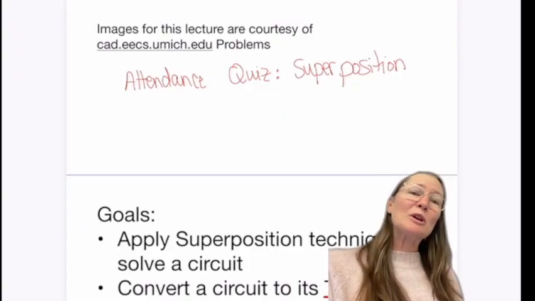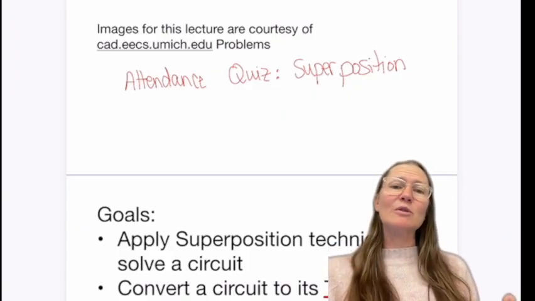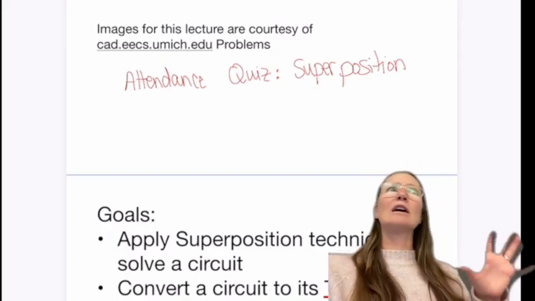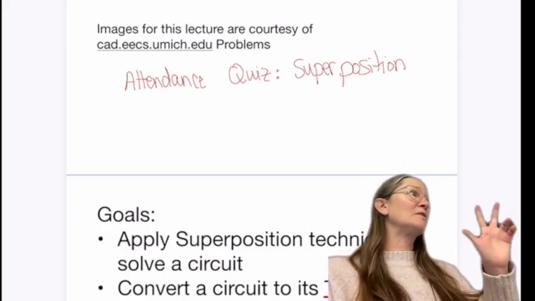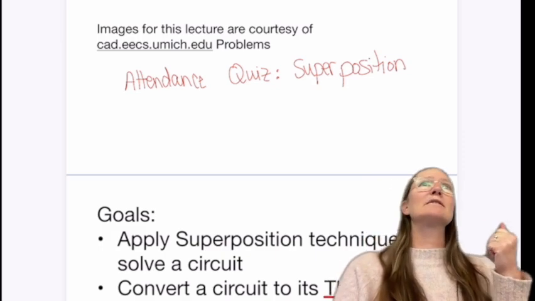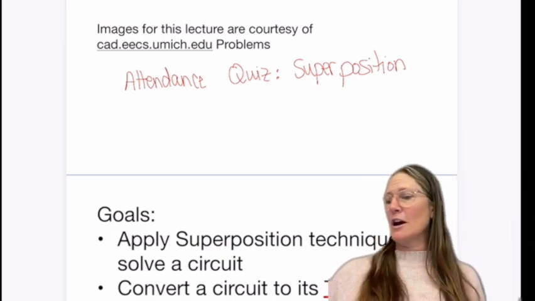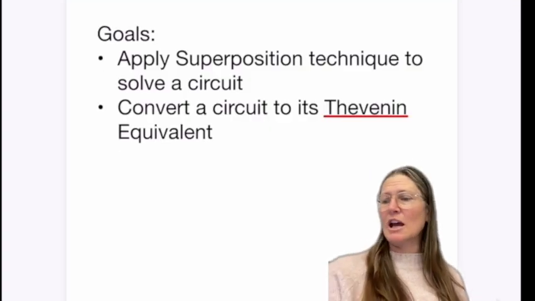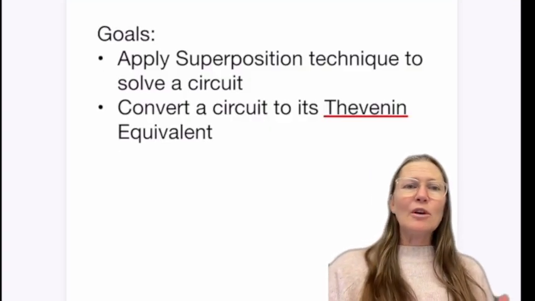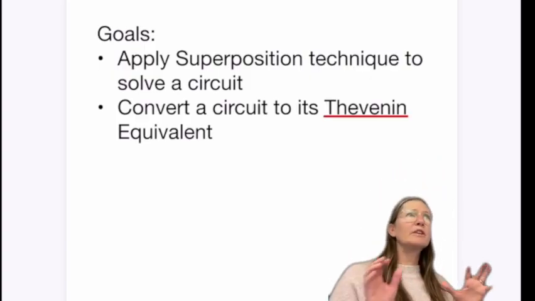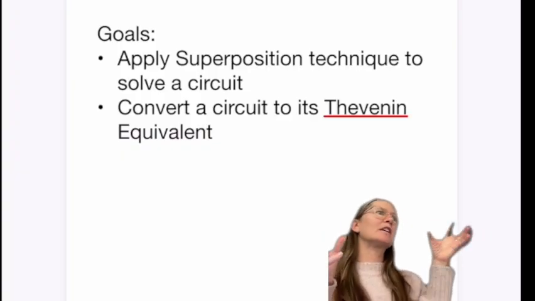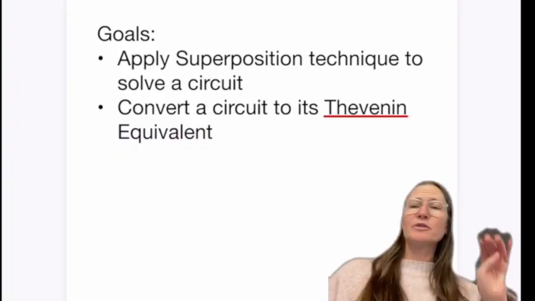So this one should be Unit 1: Superposition, Thévenin equivalent circuits, and op-amp circuits. That is going to be your first unit test, and it will be on those 3 topics. Today we're going to cover superposition and Thévenin. These techniques take a really complex circuit and reduce it down into simpler terms.